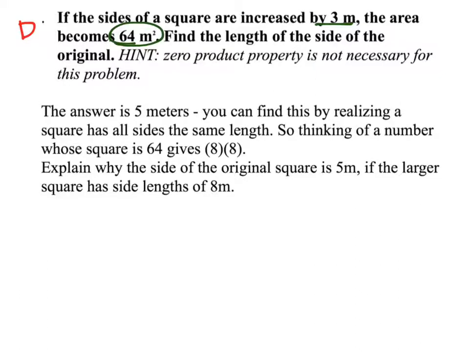If that's the case, the only way that I know about squares is I know that each side of a square is the exact same. So the answer, I'm telling you, is 5 meters. You can find this by realizing that all sides of a square have the same length. So if you think of a number whose square is 64, you can come up with 8 times 8.